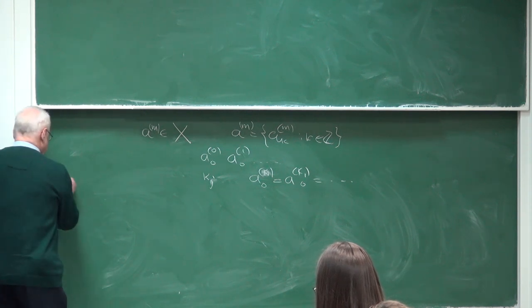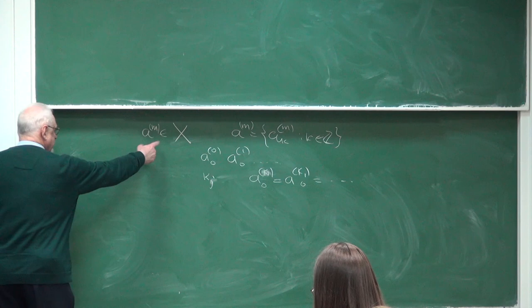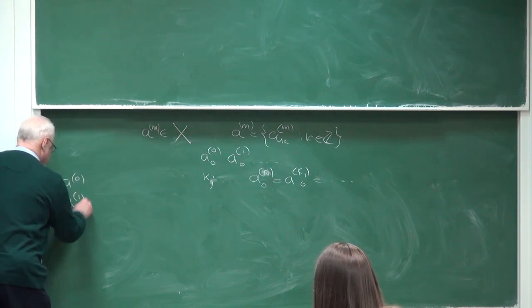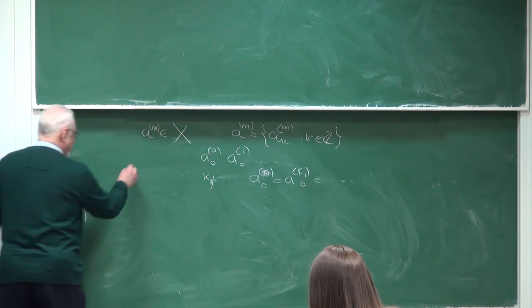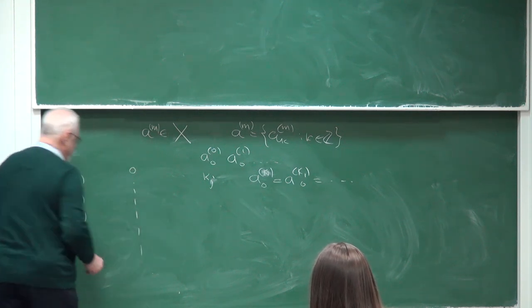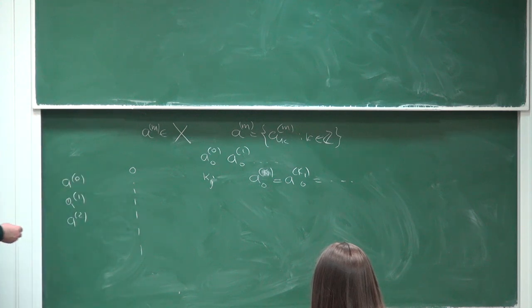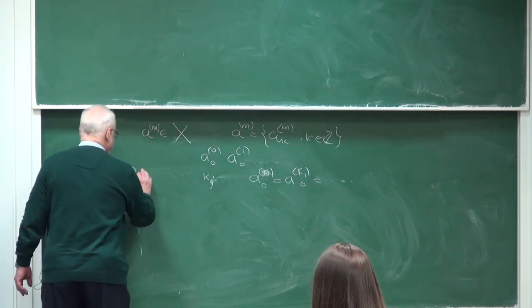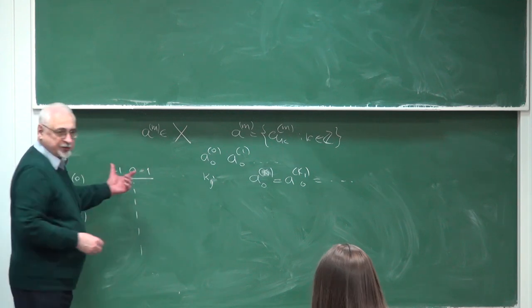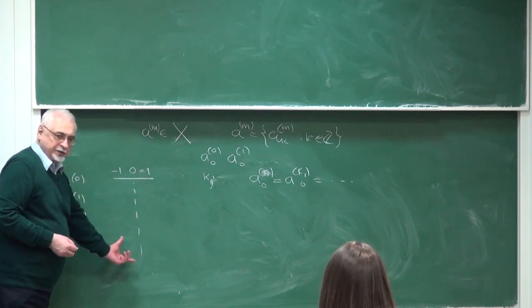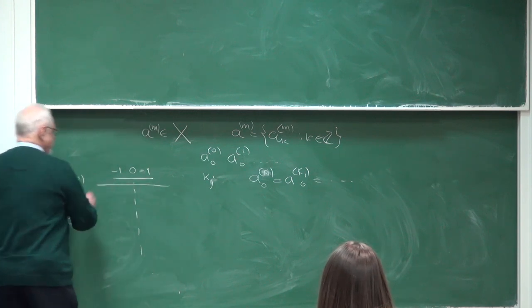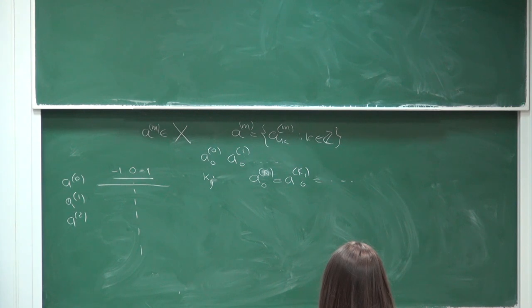So if I write my sequence, it will be a 0, a 1, a 2. We fix 0 elements and select a subsequence which is convergent. Then from this subsequence we select a subsequence for which these sequences converge, and so on. So it's a kind of diagonal process.